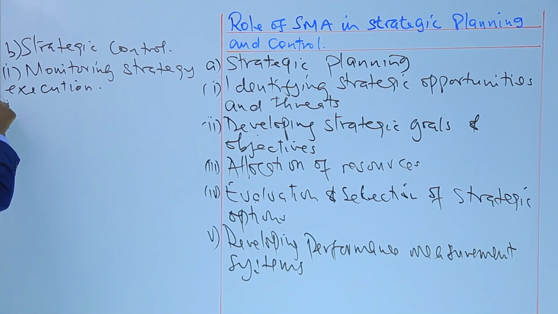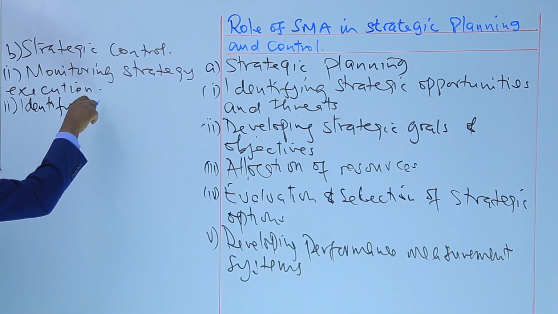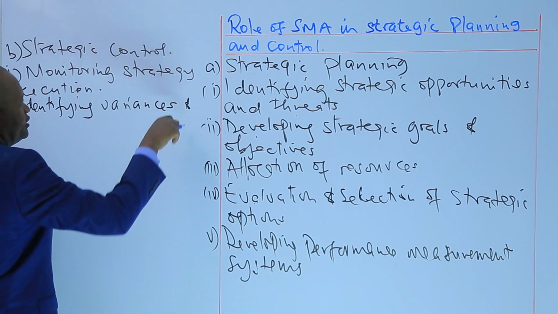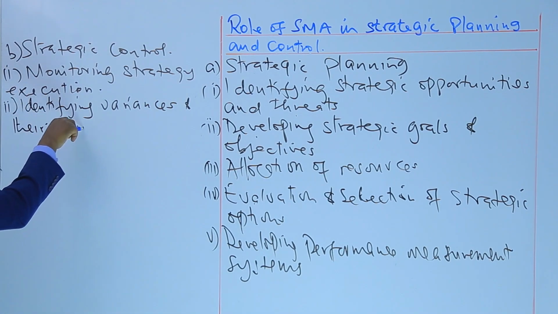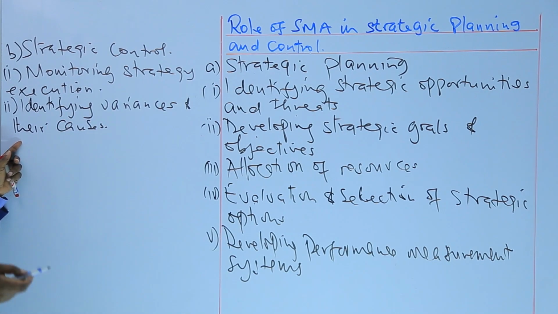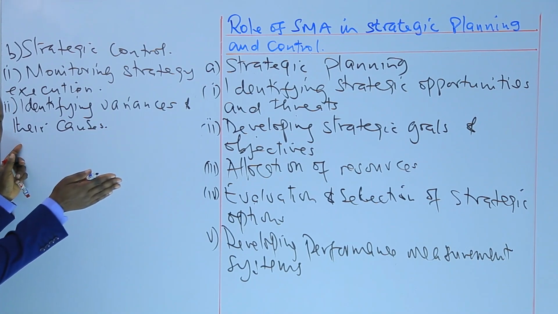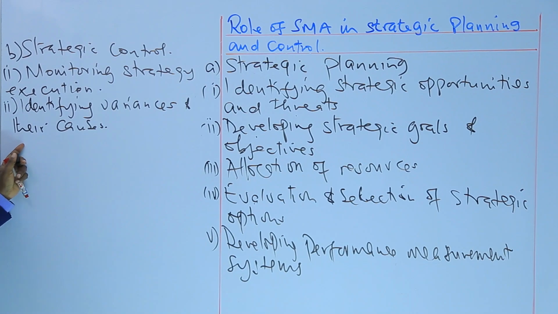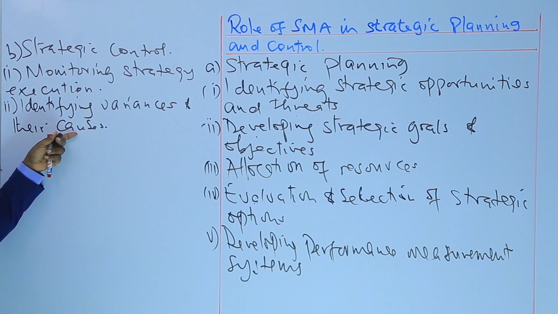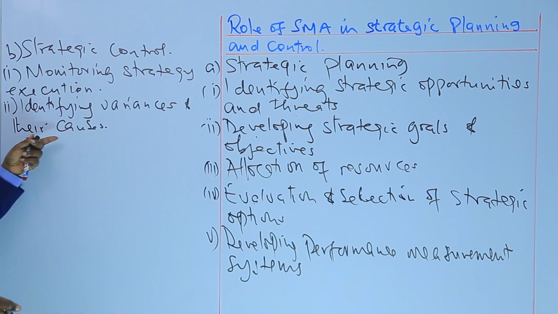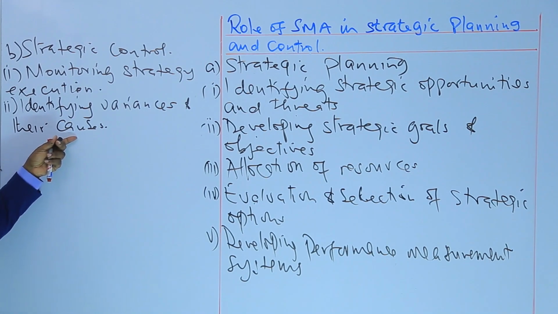Number 2, identifying variances and their causes. Strategic management accounting helps identify variances and their causes. It helps identify performance variances from planned objectives and then diagnoses the root causes of such variances, allowing managers to take corrective actions. So the organization diagnoses the root causes of these variances, then takes corrective actions.